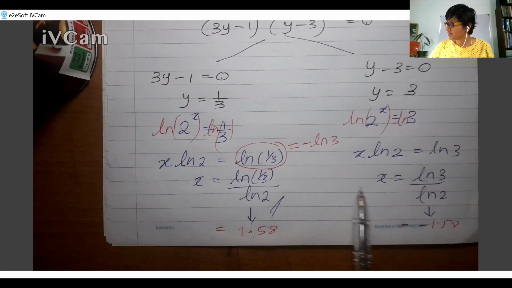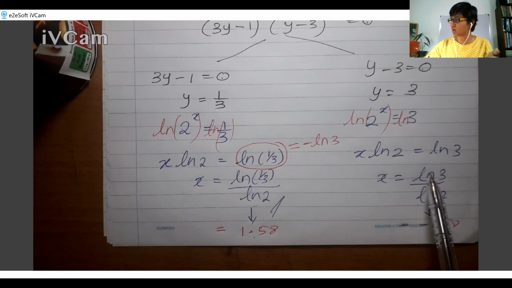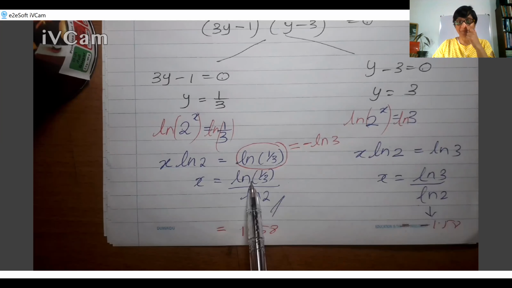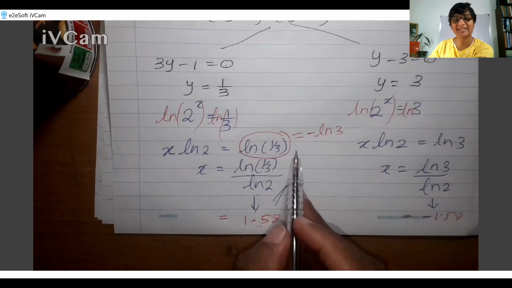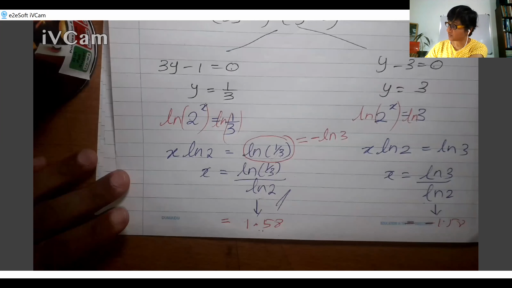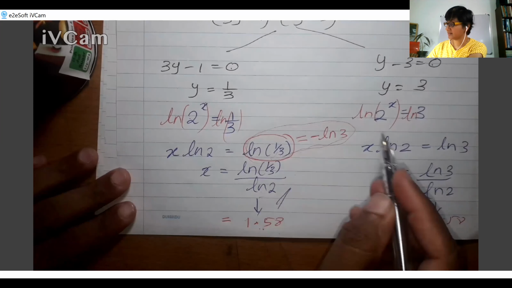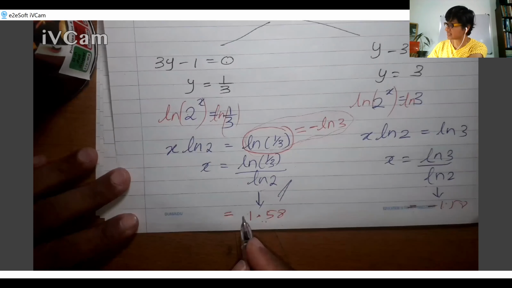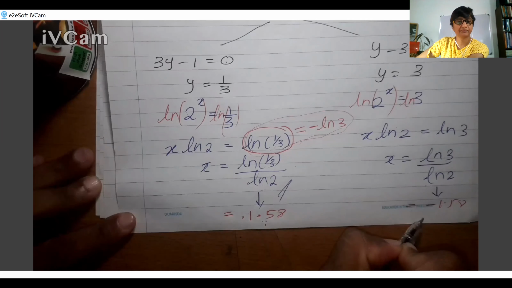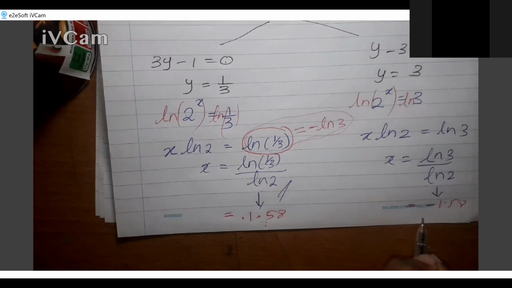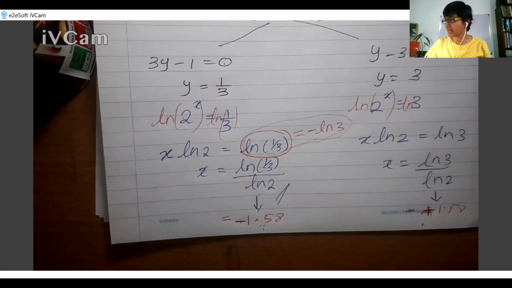That means, because it's the same thing, ln 2 on the denominator, here numerator ln 3, here numerator ln 1 over 3. To get the same answer, that is because ln 1 over 3 is minus ln 3. Make sure that you understand this also, right? Here, just for your understanding. Have I written the answers right? Is this the plus one and that's the minus one? 1 over 3 is minus. This is the plus answer. Okay? Right.